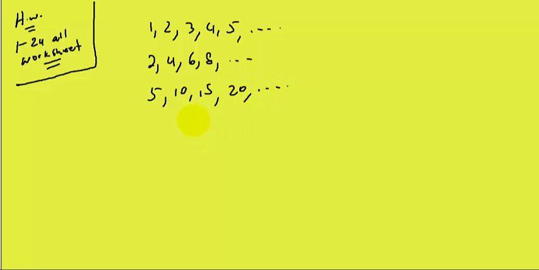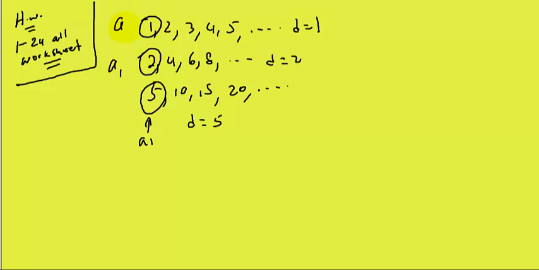That's an arithmetic sequence. My difference in each one here is 5. My difference in each one here is 2. My difference in each one here is 1. This is known as the first term. We'll call that a sub 1. So the arithmetic sequence looks like this: a sub 1, a sub 2 for the second term, a sub 3, and so on and so forth, all the way to a sub n, a random term in the sequence. But the difference has to be the same all the way through.